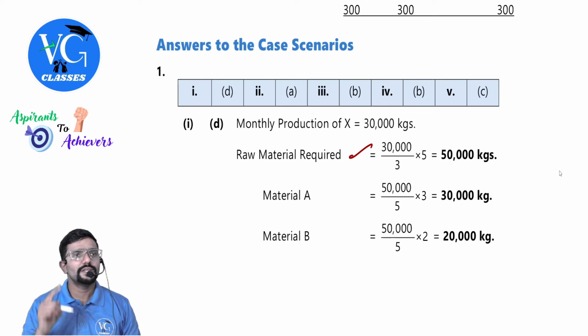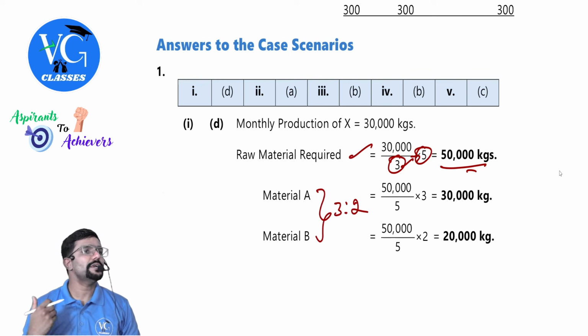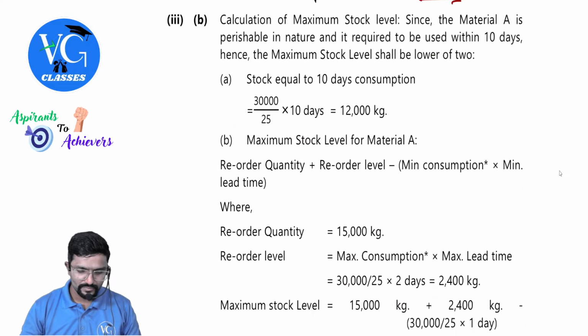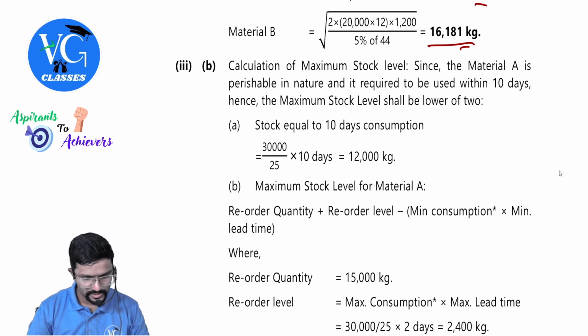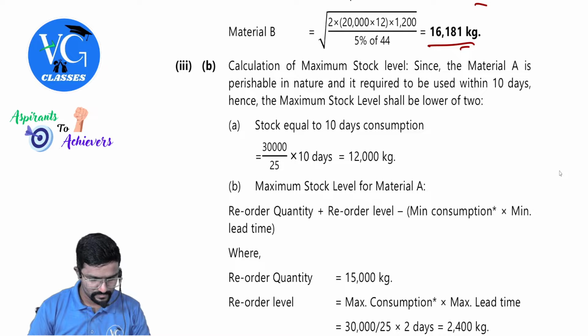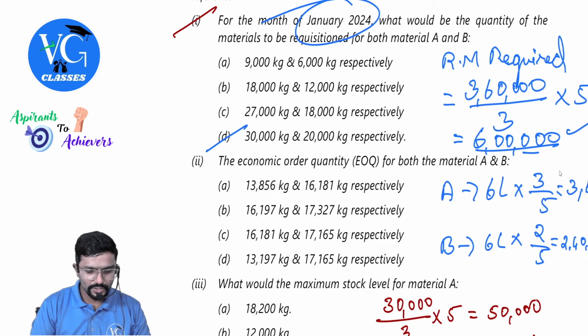How much is the raw material required? 30,000 is the output per month, which is 3. How much raw material is required for each 3 units of output? 5. So into 5, 50,000 is the total requirement. Divide that in 3 is to 2 ratio between A and B, guys. Okay, sir. Next requirement.